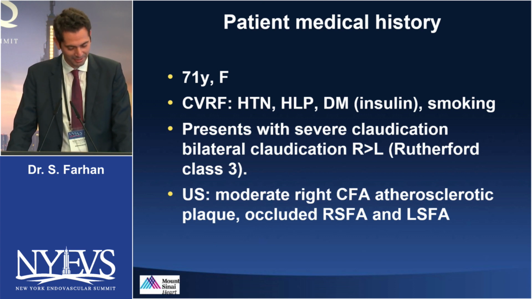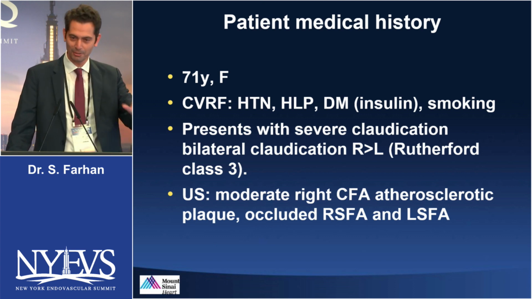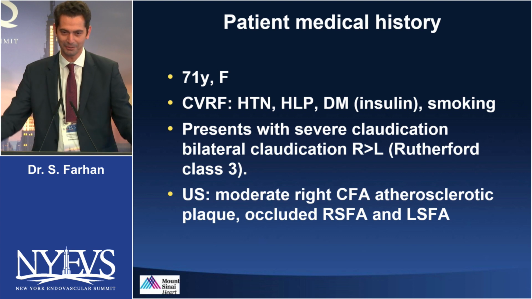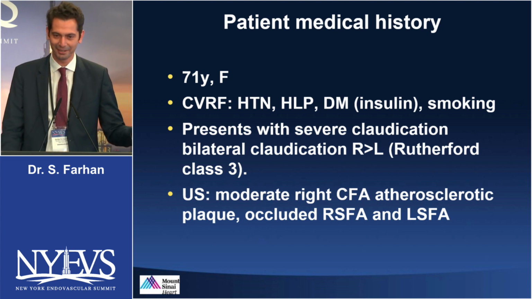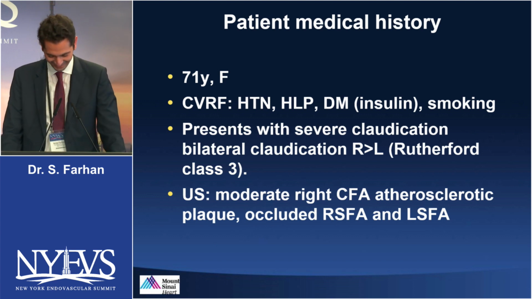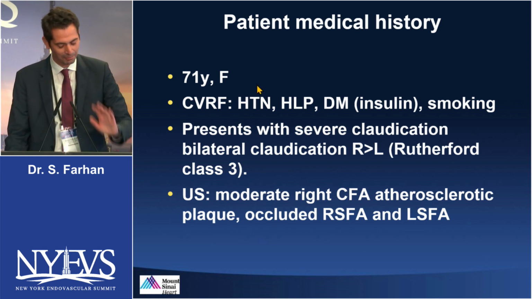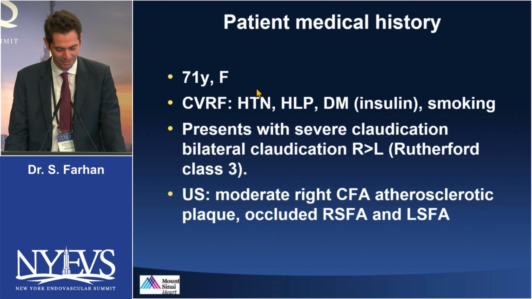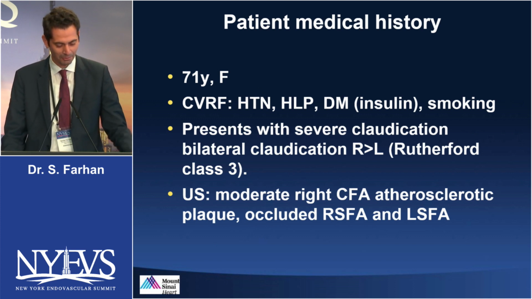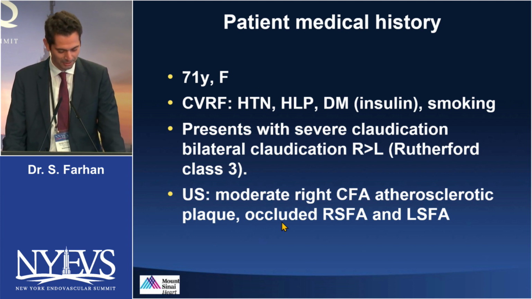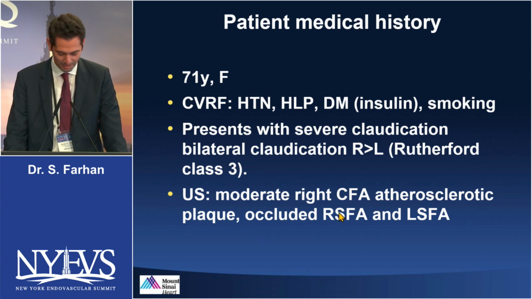So this is a 71-year-old female patient, and also full disclosure, I cannot keep up with the drama you guys presented already. This is very, very easy, straightforward, not even worse dimension. But typical risk factors: presents with claudication, right more than left. Ultrasound shows moderate CFA atherosclerosis and occluded right SFA and CFA, and left SFA as well.